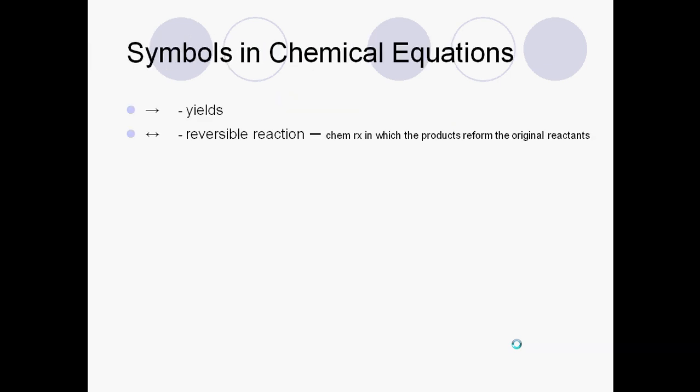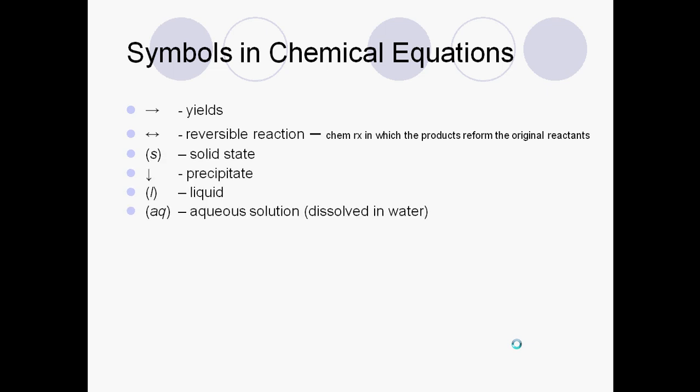Some of the symbols that you need to know: yields, reversible reaction. Reversible reaction is an arrow that points both directions, telling us the chemical reaction can go both directions, meaning the reactants can form products and the products can form reactants. An S, like we said, is solid. An arrow going down is a precipitate, meaning a solid was formed when two liquids were mixed. L is for liquid. AQ is for aqueous.